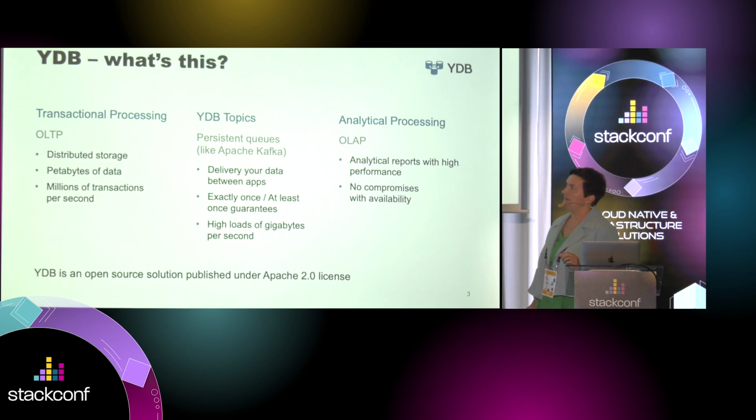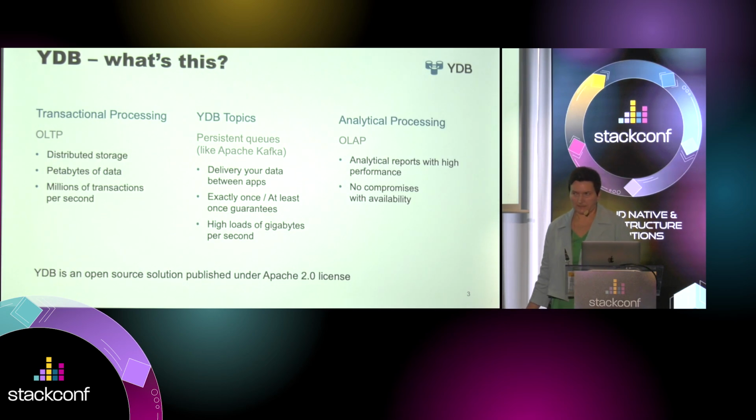The second part of YDB is YDB topics. It's our implementation of persistent queues. The nearest analog is Apache Kafka. So you can deliver data, stream your data between applications, and we provide exactly once and at least once guarantees, and we can provide high loads of gigabytes per second of writing speed. The third part is analytical processing, OLAP, which can be used within one system with the first two parts, and we can provide analytical reports with our data.